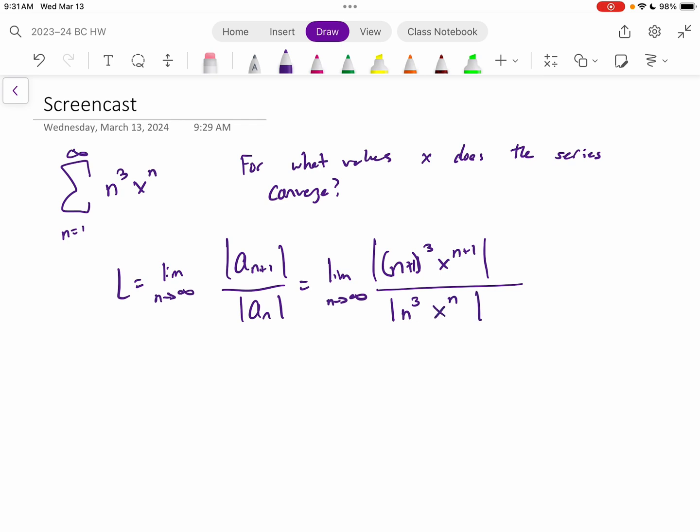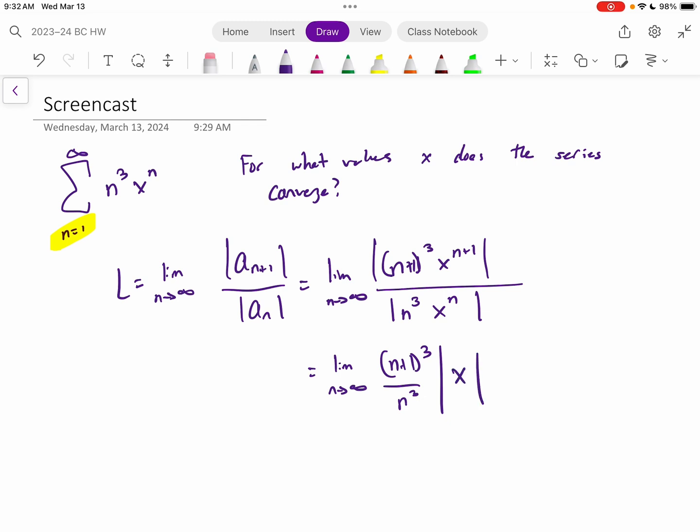Okay. And we wanted to think about which pieces could come out. And n up here is meant to highlight that n is always positive, right? It starts at 1, so we can pull some stuff out. I can pull out the (n plus 1) cubed over the n cubed. And then in here, I'm just going to be left with x to the n plus 1 over x to the n, which, of course, is just x.